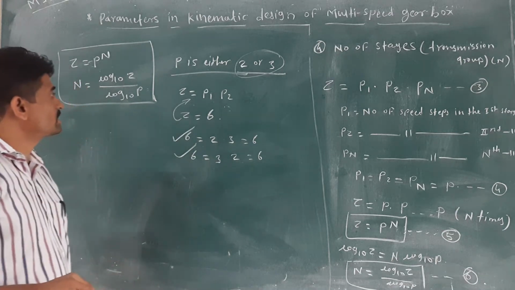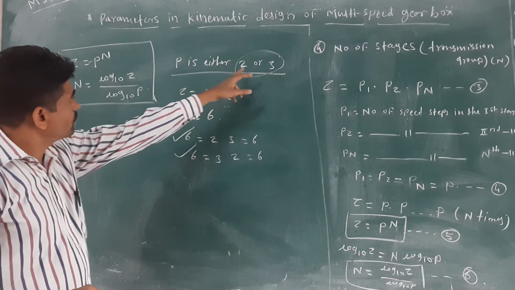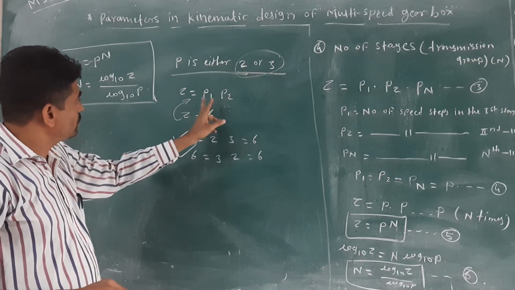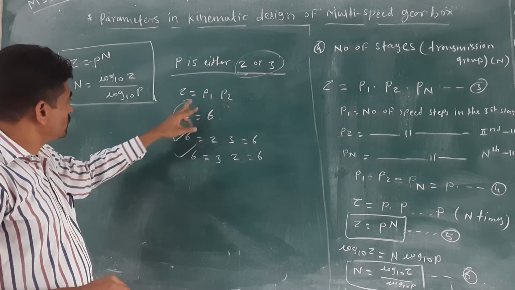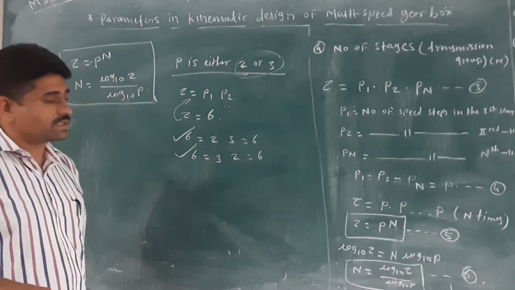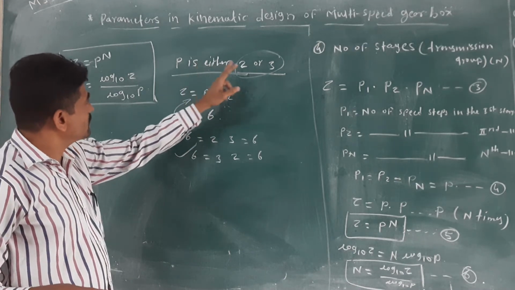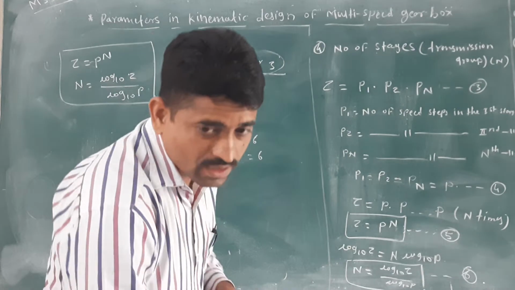These are the possible conditions. If you choose P1 is equal to 1 or 2, then check that 1 into 3 is 3, and 2 is 2. You don't get the possible conditions. That's why P is either only 2 or 3. Remember that.